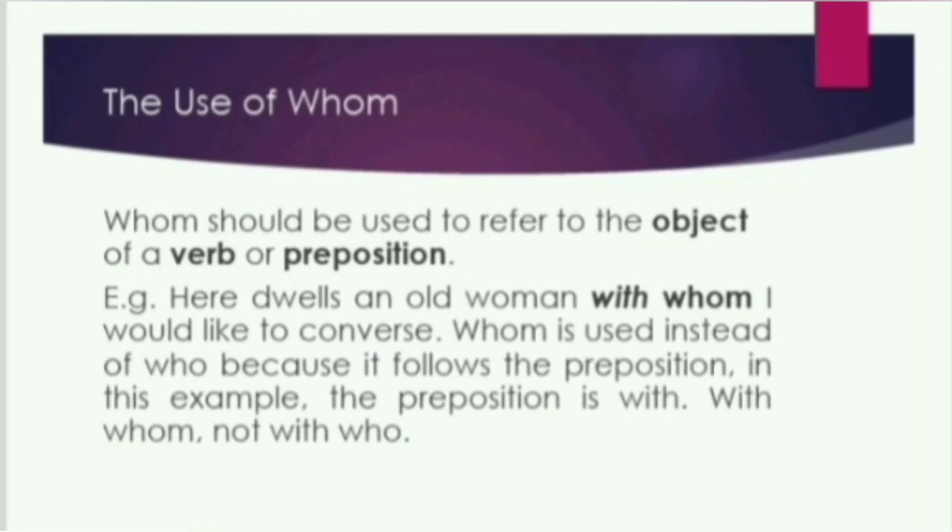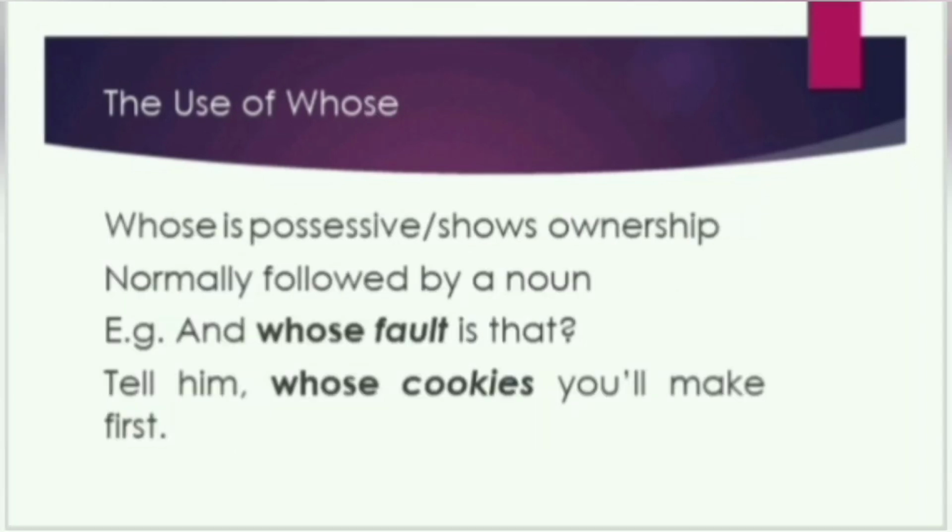Another relative pronoun is whom, and here's how to use whom in the sentence. Whom should be used to refer to the object of a verb or preposition. Example, here dwells an old woman with whom I would like to converse. Whom is used instead of who because it follows the preposition. In this example, the preposition is with whom, not with who.